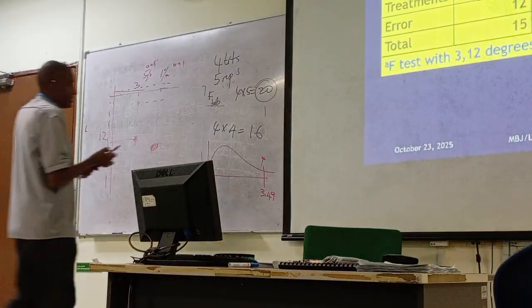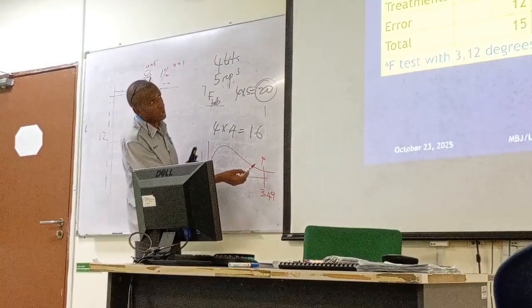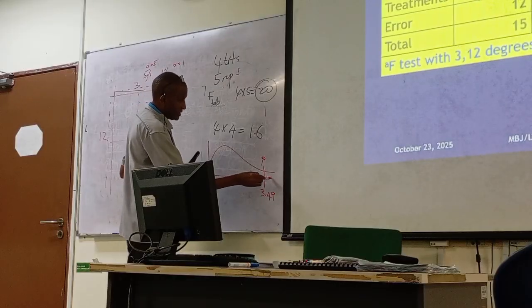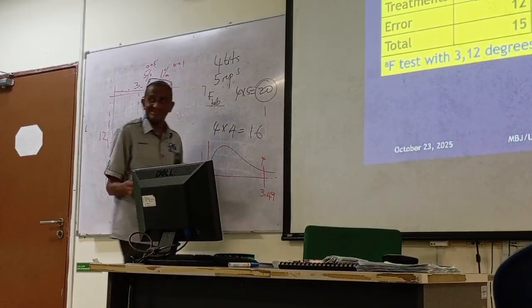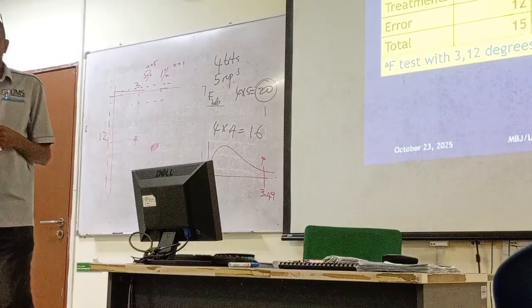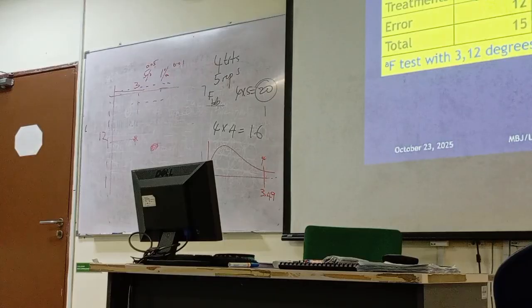Now, is it outside or inside? 9.68. Is it outside or inside there? Outside. Yeah, it's somewhere here, right? So reject or accept? Reject. You reject what? H0. You reject H0 and you accept H1.